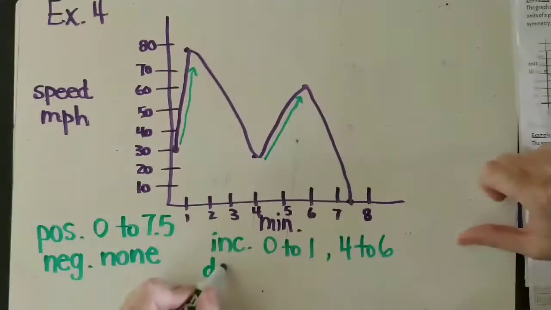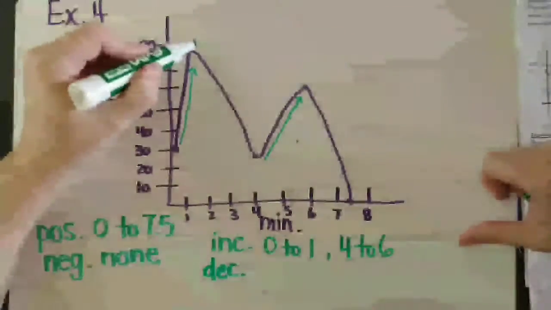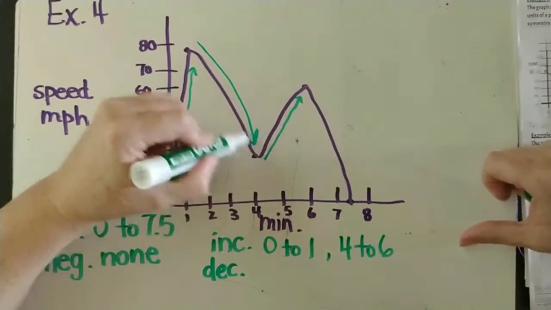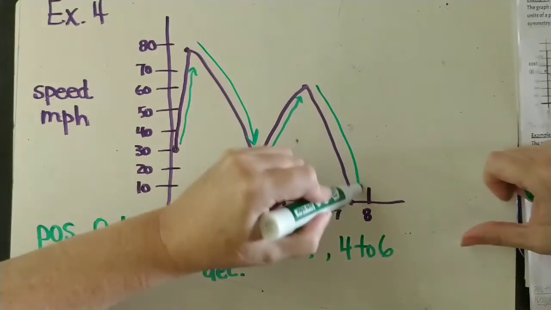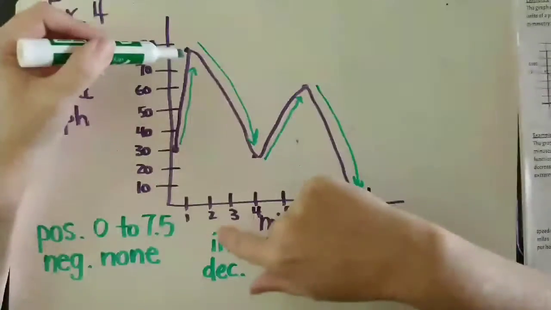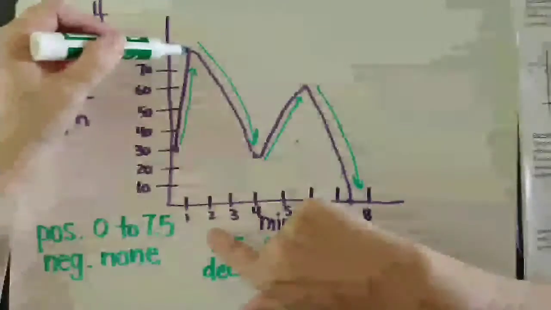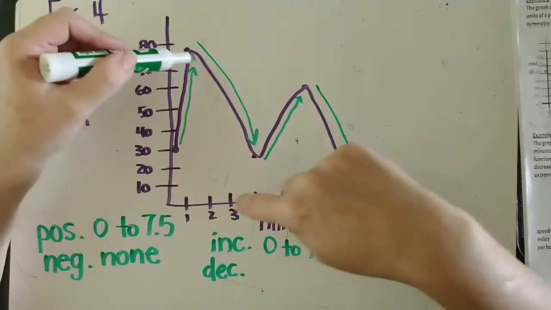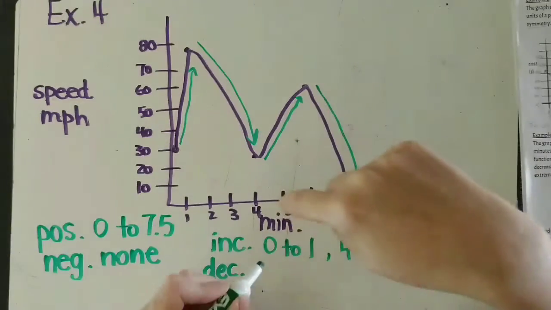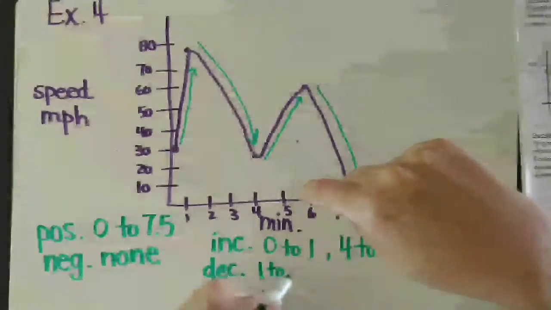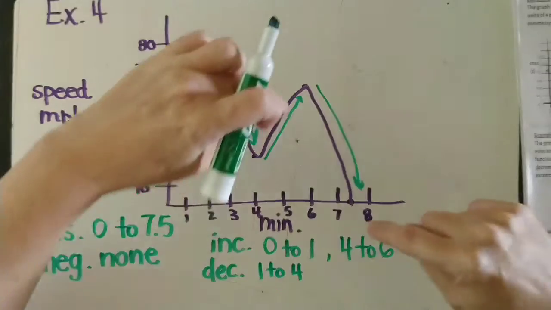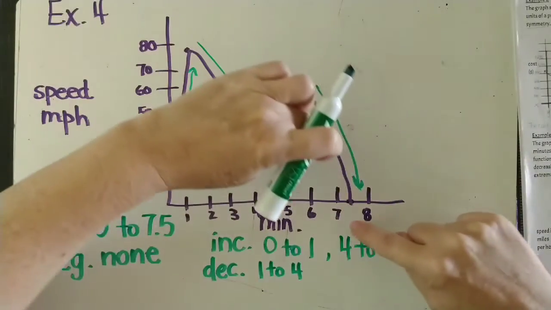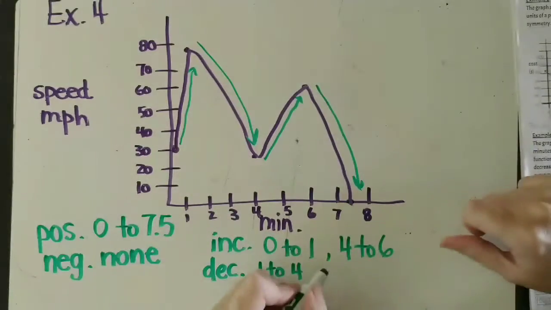Where is it decreasing? Where are we going down for our function? And again, we have 2 places, and let's read it according to our values on our x-axis. Looks like from about 1 to 4, and from about 6 to 7.5.